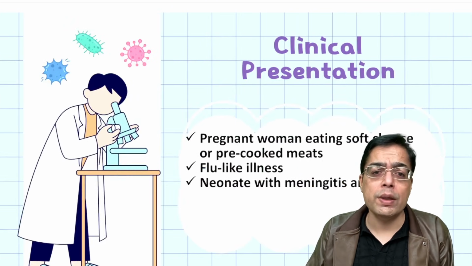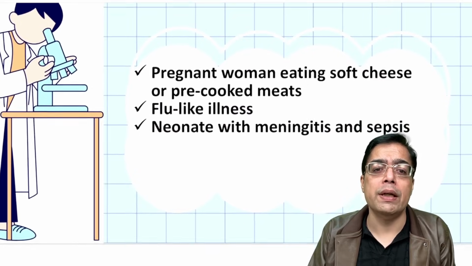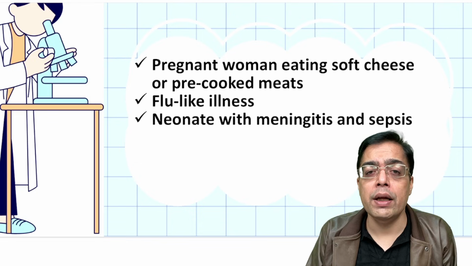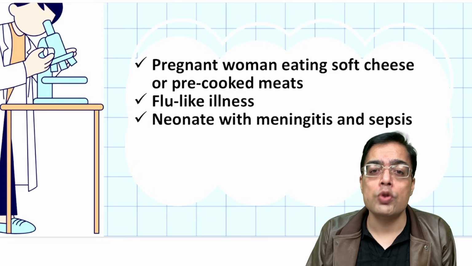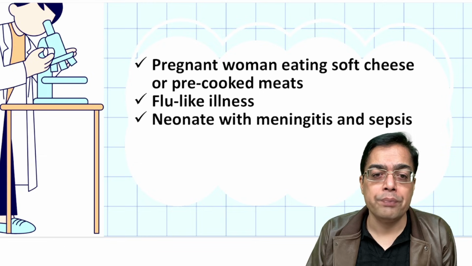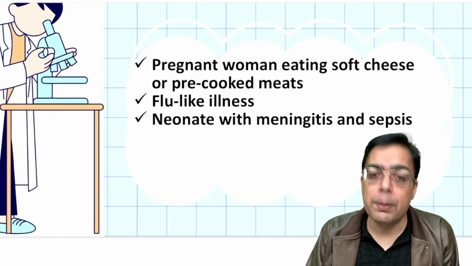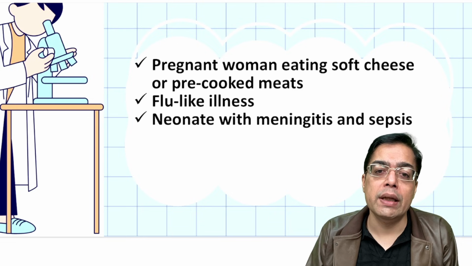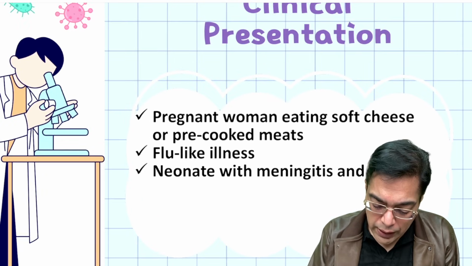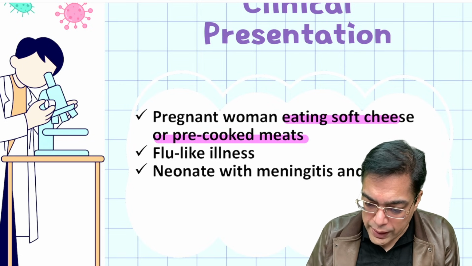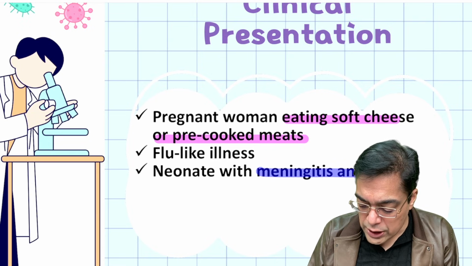The next one is what confuses a lot of people in the exam, and I hope it doesn't confuse you. A history of a lady, she is expecting, that means a pregnant lady who is having a history of consumption of soft cheese or pre-cooked meat, right? Then she is having an experience of something like a fever, malaise and a flu-like illness. But when the baby is being born, the baby is having the presence of meningitis and sepsis. So the mother had a history of consumption of soft cheese and pre-cooked meat, and the baby has been born with meningitis and sepsis.